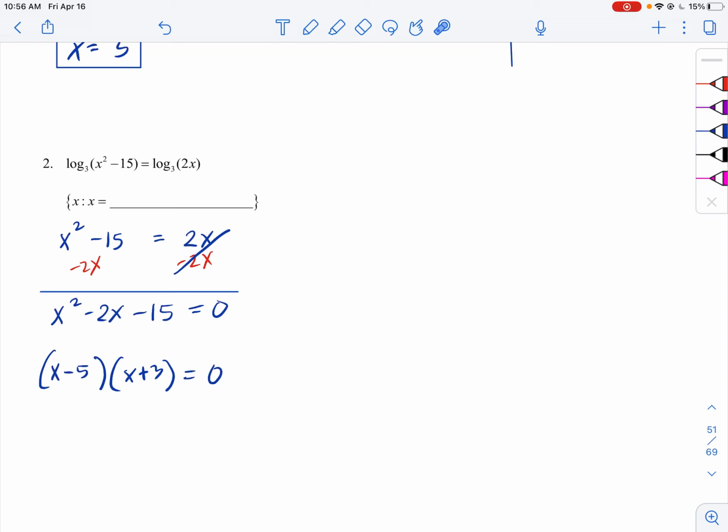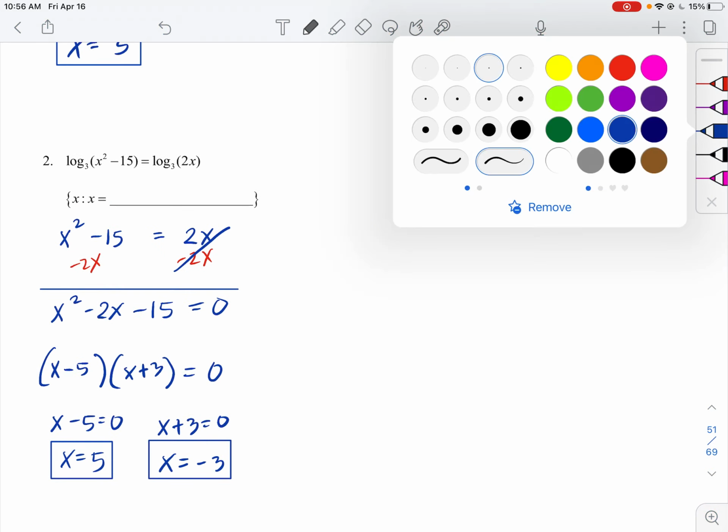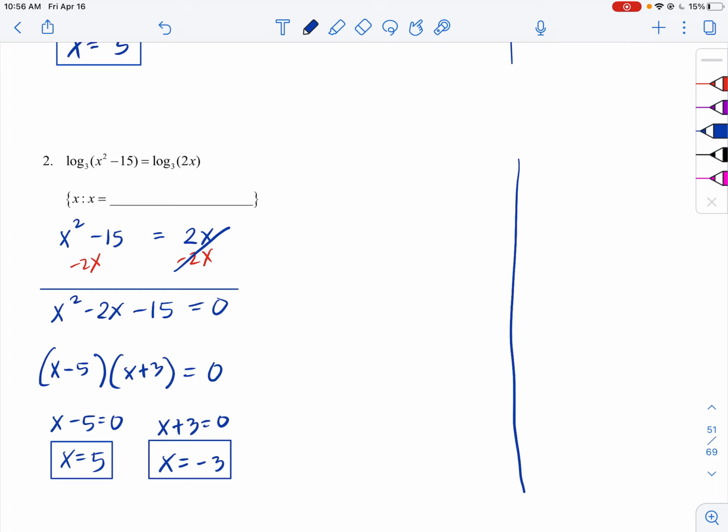Can we check this? Negative 5 times positive 3 is negative 15. Check. Negative 5 plus 3 is negative 2. So we have our pair. So x minus 5 equals 0, and we will get negative 5. And again, we have to check these in our solution to see if they actually work. Okay, so we have a positive 5 and a negative 3.